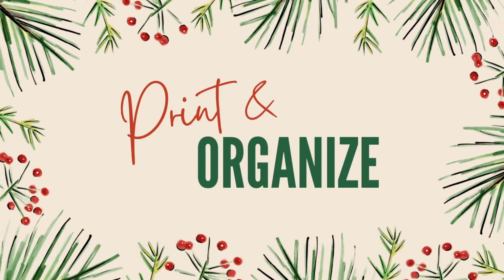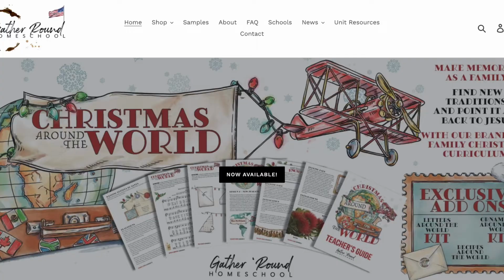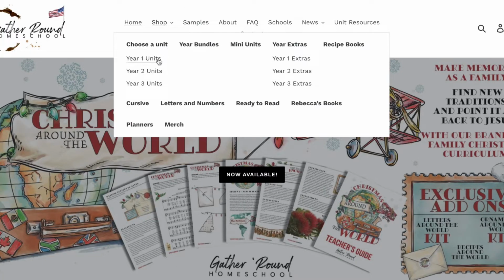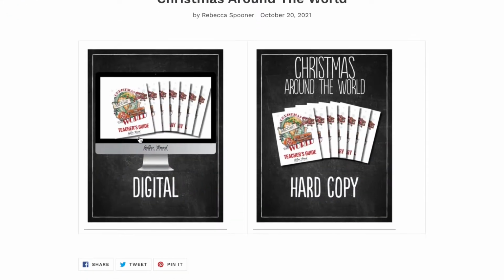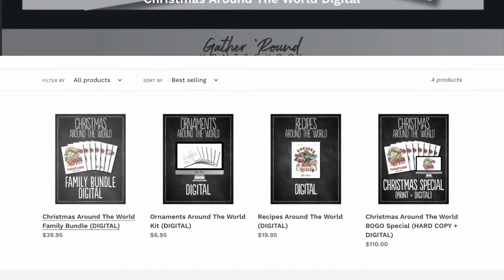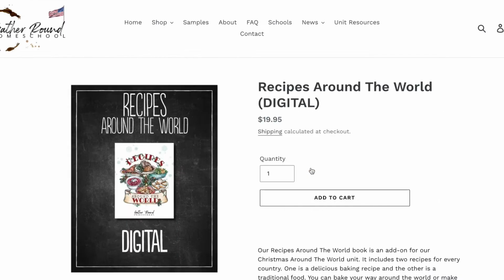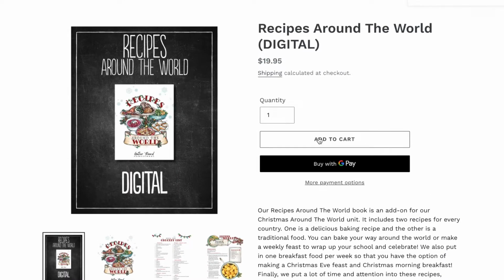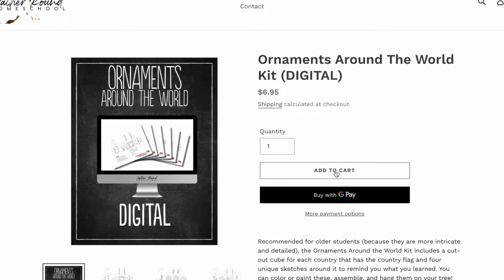All right, so let's talk about printing and organizing to get ready for this unit. Now, first and foremost, I went to the Gather Round website and I purchased and downloaded the digital family bundle of the Christmas unit. While I was there, I actually went ahead and purchased a couple of other extras. I did also purchase the Recipes Around the World cookbook to go along with this, as well as the Ornaments Around the World. And I'm planning on using both of those alongside this unit study.